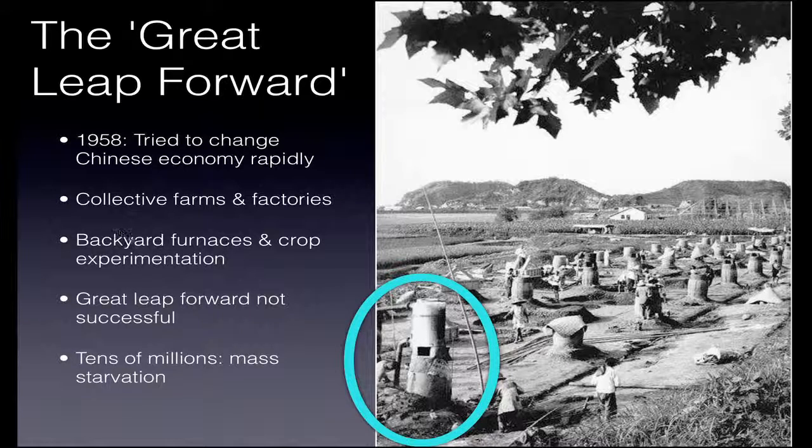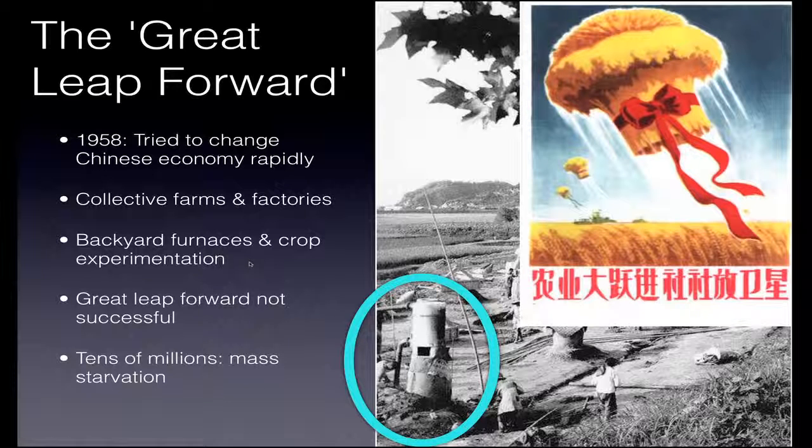Crop experimentation was encouraged, but basically there were some fairly bad harvests. People were afraid to report their real crops and harvests to the central government. There was lying and boasting about the amount of crops that had been harvested. Of course, as I already said, people were diverted away from the harvest with these useless backyard furnaces, and ultimately this economic mess actually became a tragedy as tens of millions of Chinese people died of mass starvation. So the Great Leap Forward was really anything but.